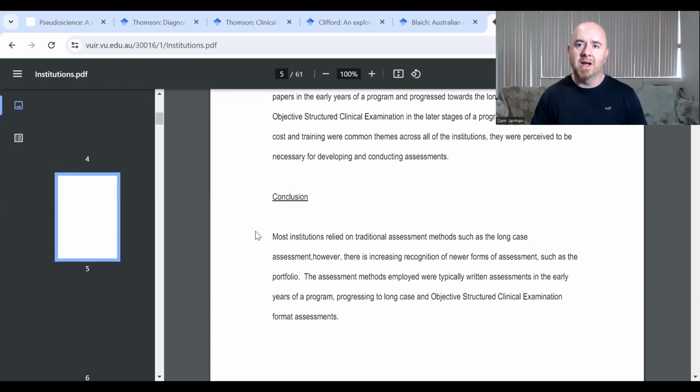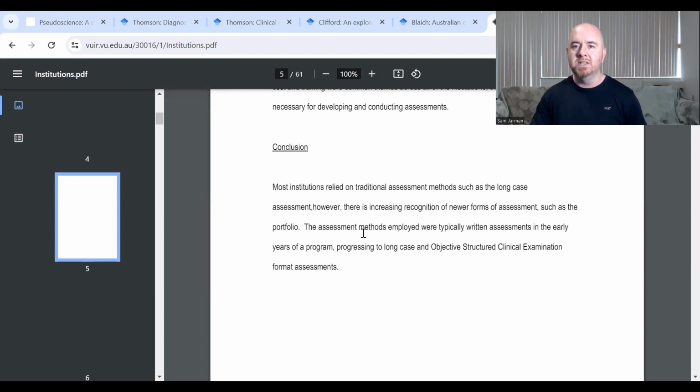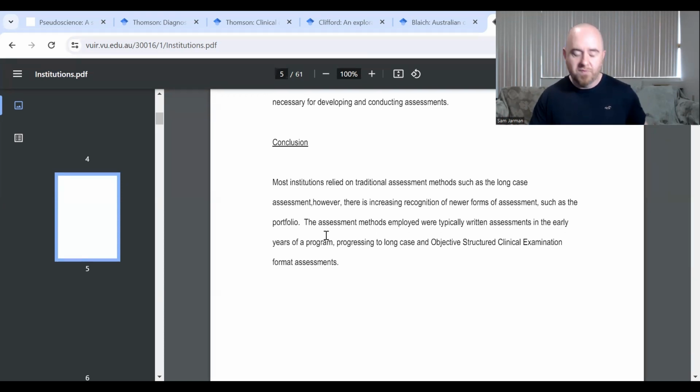Most institutions relied on traditional assessment methods such as the long case assessment. However, there is increasing recognition of newer forms of assessment such as the portfolio. That portfolio, right? You'd have to dig into the paper, but the term immediately rings bells for me, which is going to be based on competency-based medical education. Competency-based medical education, or competency by design, is not new. It doesn't change the details of the education. It changes the details of the assessment approach.